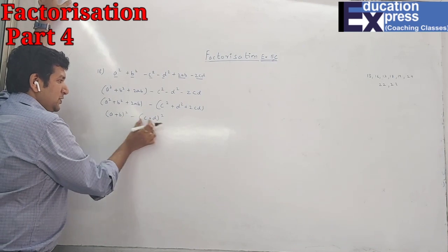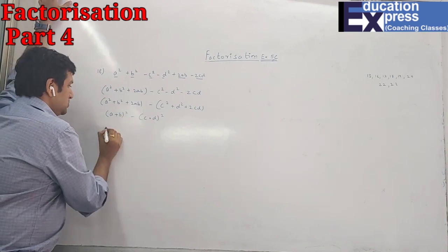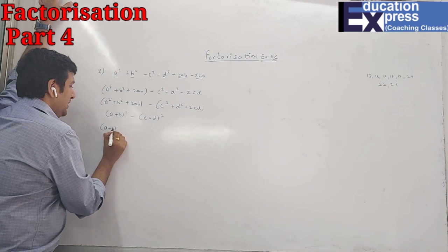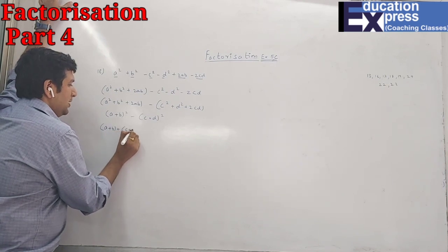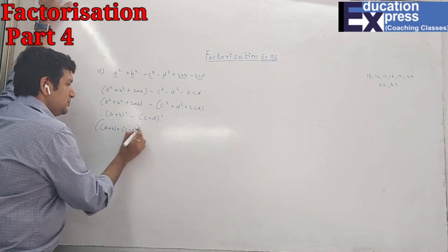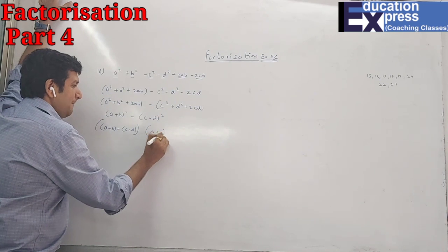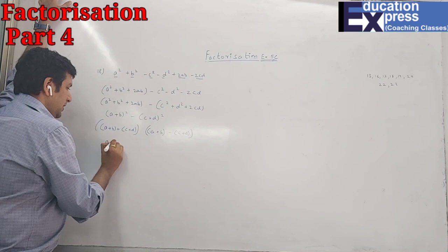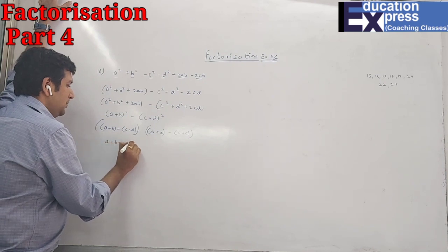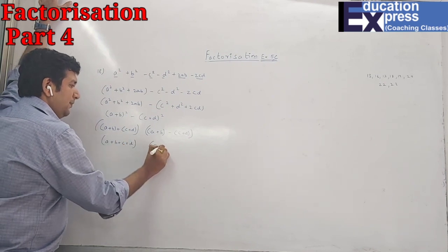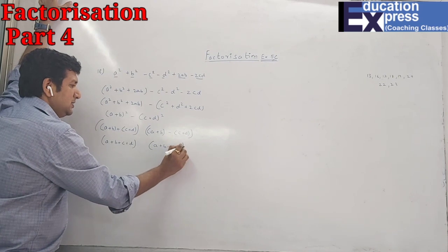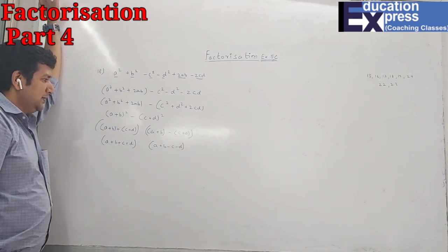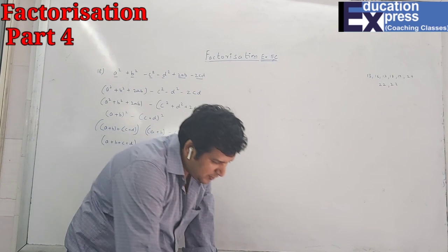So a square minus b square, the whole thing is a, this whole thing is b. So (a plus b) plus (c plus d), that is a plus b, and second is a minus b. So a plus b plus c plus d, a plus b minus c minus d. Done. 18 sum. Next question.